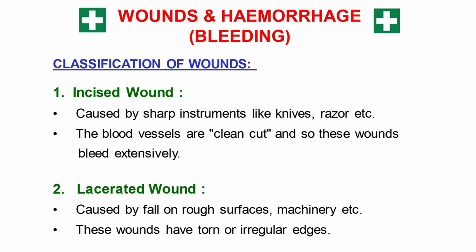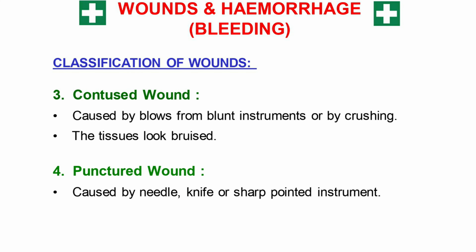2. Lacerated wound, caused by fall on rough surfaces, machinery, etc. These wounds have torn or irregular edges. 3. Contused wound, caused by blows from blunt instruments or by crushing. The tissues look bruised. 4. Punctured wound, caused by needle, knife, or sharp-pointed instrument.